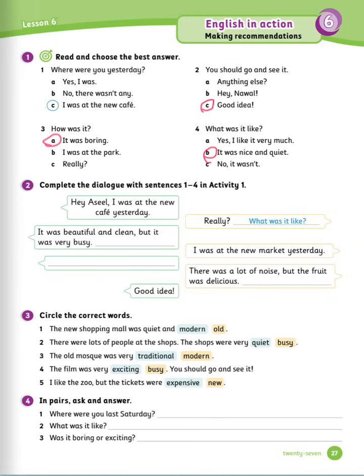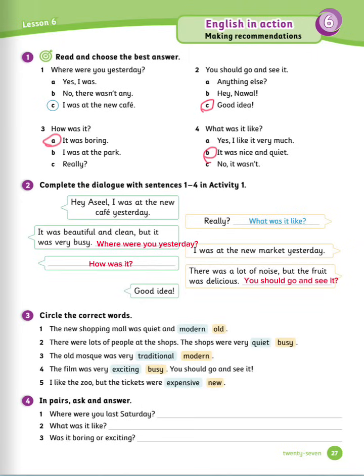Exercise number 2. Complete the dialogue with the sentences 1 to 4 in Activity 1. Let's see the answers. Hey Asil, I was at the new cafe yesterday. Really? What was it like? It was beautiful and clean, but it was very busy. Where were you yesterday? I was at the new market yesterday. How was it? There was a lot of noise, but the fruit was delicious. You should go and see it. Good idea.